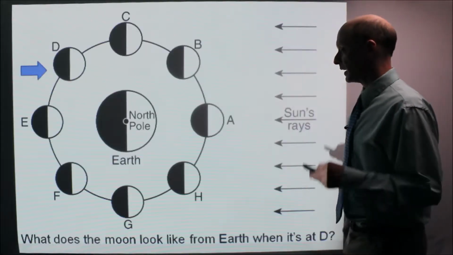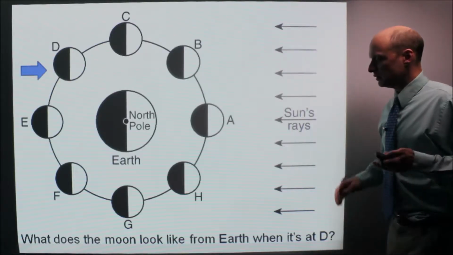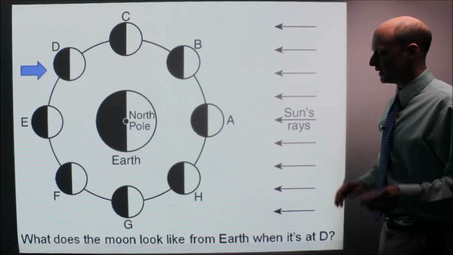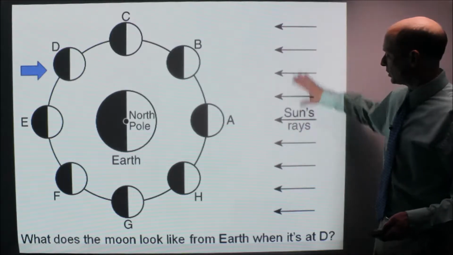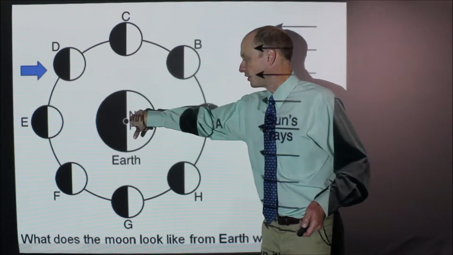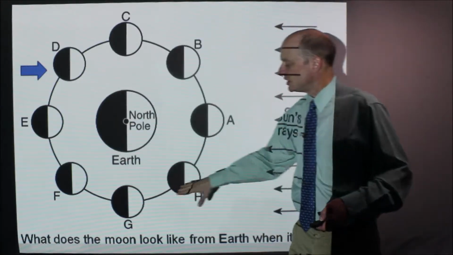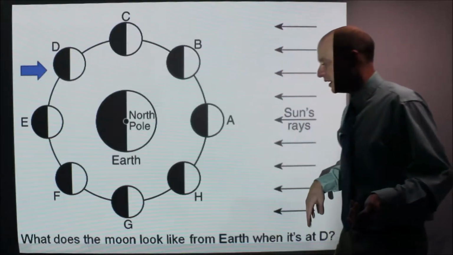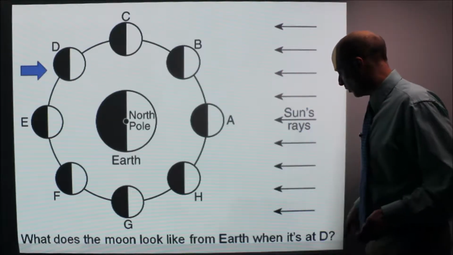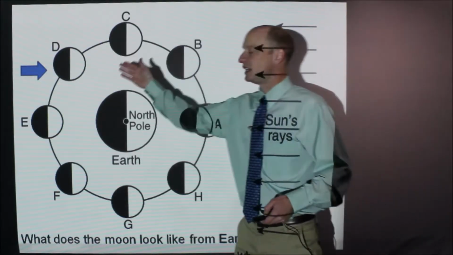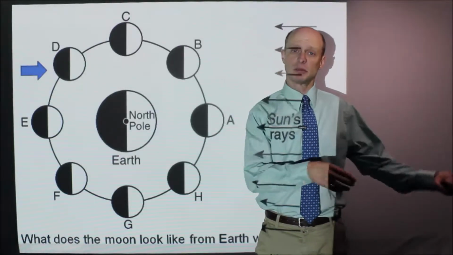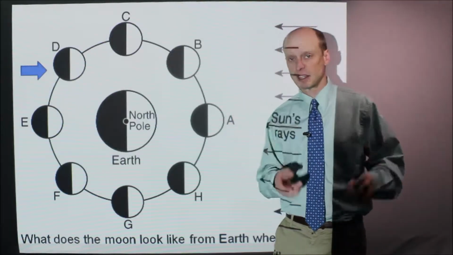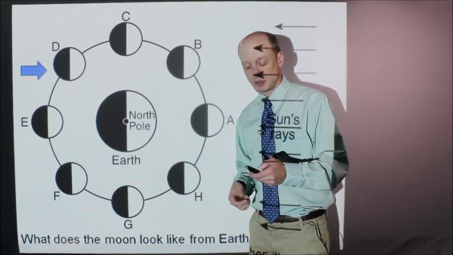So now, this is what you often get and what you need to know how to do. Here we have the sun's rays coming this way. We're looking down at Earth on the North Pole, and you see the moon at different positions during a month. What does the moon look like from Earth when it's at location D? Sometimes it's multiple choice. It could be draw it in. It could be a lot of other things. So being able to understand it and do it is really important.